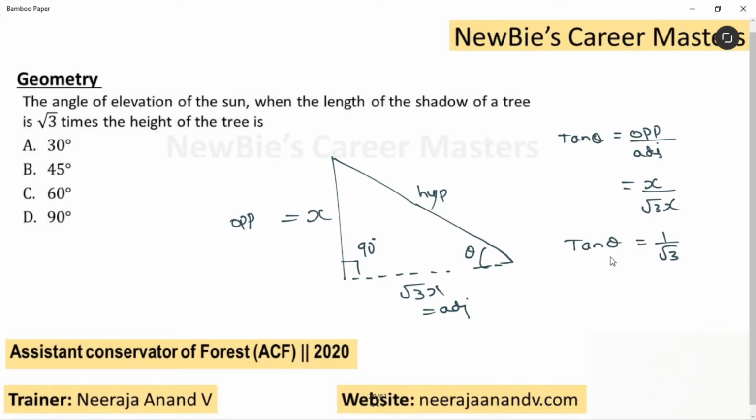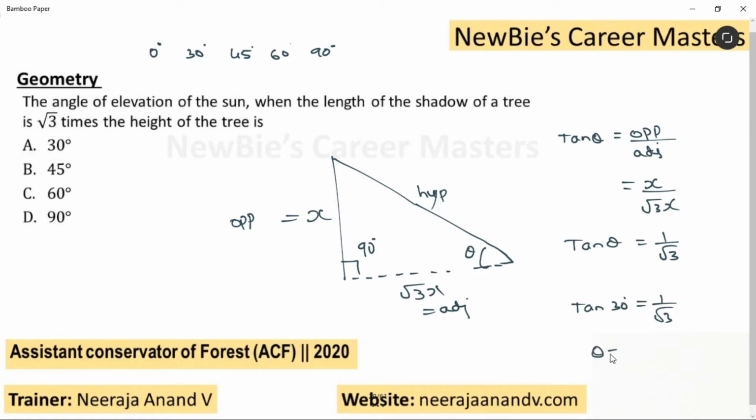See, in trigonometry, we have values for sin theta, cos theta, tan theta, cot theta, secant theta and cosecant theta, especially for these degrees: 0 degree, 30 degree, 45 degree, 60 degree and 90 degree. Correct. Revise those values. That is very useful for the calculation. This value, 1 by √3, is actually tan 30. Okay, tan 30 degree is equal to 1 by √3.